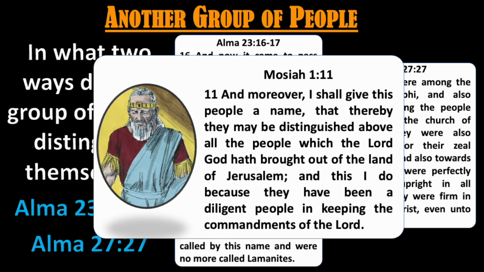So they too took on a name. And what was the name that they took upon themselves? Later in Mosiah, they take upon themselves the name of Christ. That's who they wanted to be associated with. That's who they wished to support and serve.